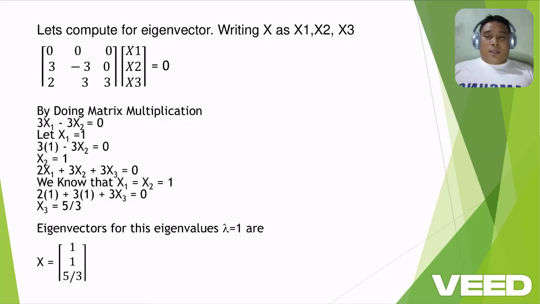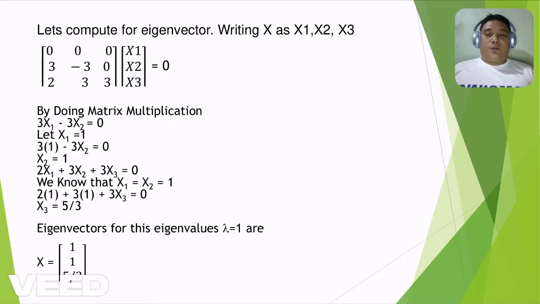In row 3, 2x1 plus 3x2 plus 3x3. We know that x1 and x2 equal 1. So we substitute: 2 times 1 plus 3 times 1 plus 3x3 equals 0. So the answer is x3 equals negative 5 thirds. The eigenvector for the eigenvalue lambda 1 is 1, 1, and 5 thirds.